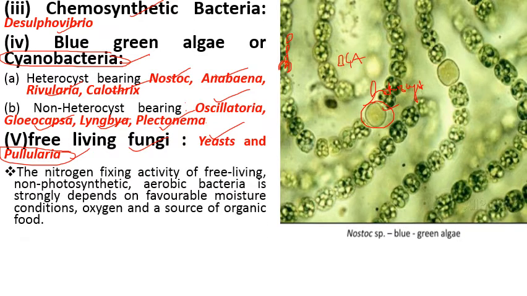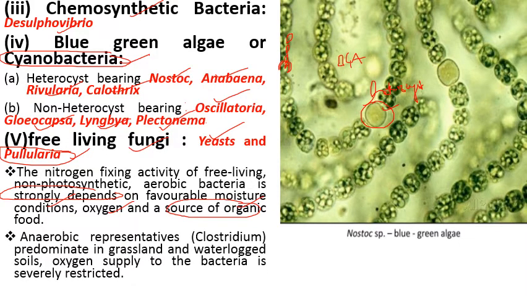And the nitrogen fixing activity of free-living or non-photosynthetic aerobic bacteria strongly depends on favorable moisture conditions, oxygen and source of organic food. So ये requirements हैं ऐसे microbes की जो nitrogen को fix करते हैं. Anaerobic representatives like we have Clostridium, which predominates in the grasslands, और ऐसे एरिया जो water-logged होते हैं, मीन्स पानी से घिरे रहते हैं, because water में ऑक्सीजन का कंटेंट बहुत कम होता है. So ये जो microbes हैं, anaerobic microbes हैं, ये nitrogen fix करते हैं.